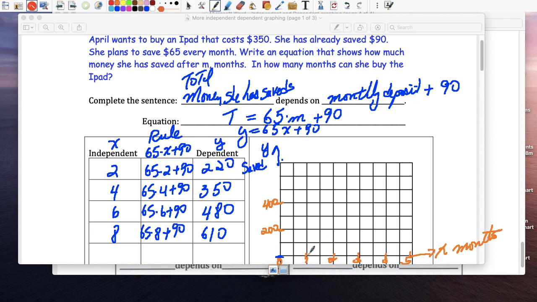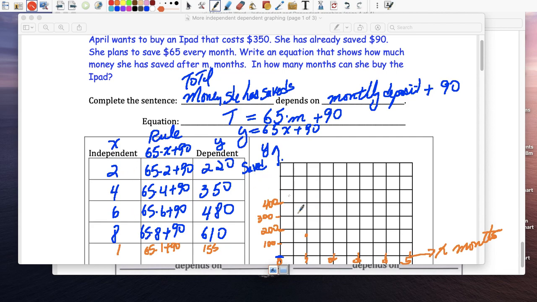So 1 month, which I didn't calculate, and I'll calculate here. 1 month would be 65 times 1, plus 90, which is going to give us 155. So 1 month is 155. That's 100, right? So let me just put that in. 300. That's 100. 155 would be about here.